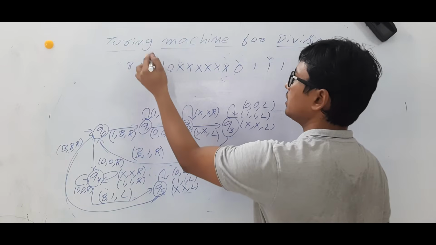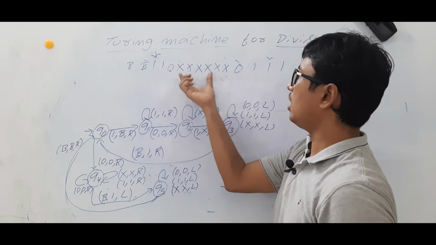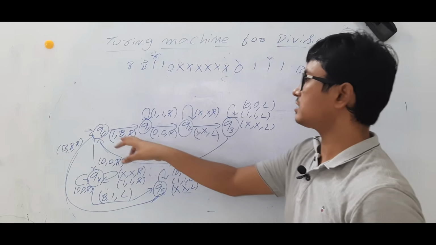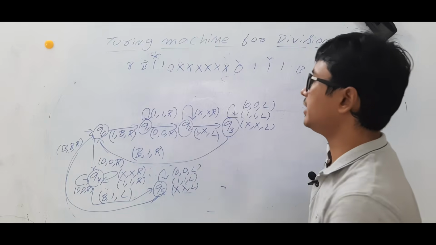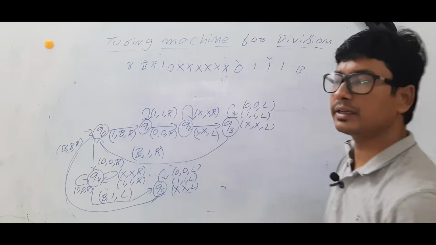Okay, you are here finally. Now if you see that all the inputs here are finished, how will you understand? Now again 1, I will make it as blank and I will move to the right.